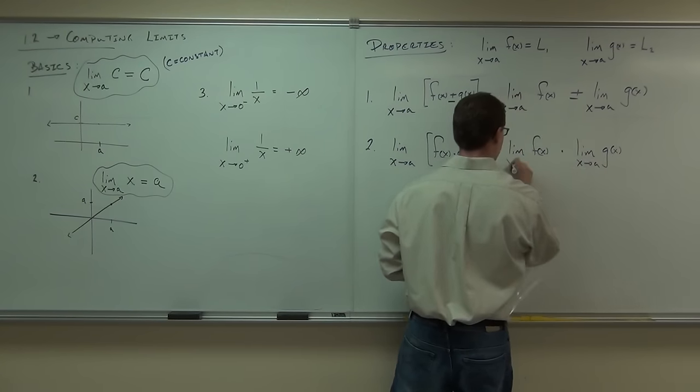Minus 4 plus 7? Looks like 11 to me. Did you get 11 as well? That means we've just calculated our very first limit without doing tables and without looking at graphs. We're able to do this.